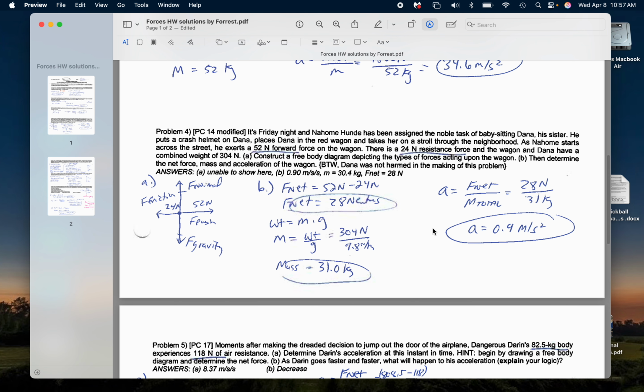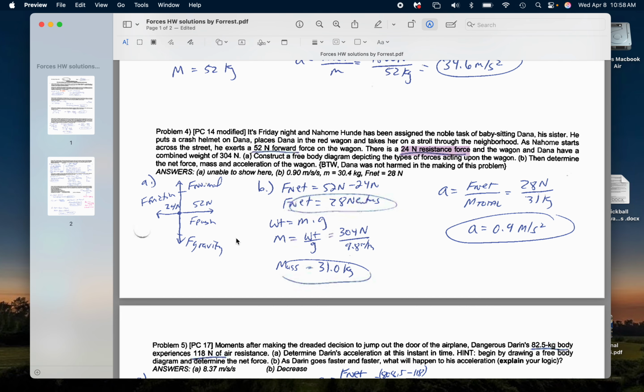Problem 4 has a couple of steps to it. So I had Nahum in class last year, so I kept his name. I think he's a senior. Yep, he's still in school, so he's a senior this year. So he's essentially pulling on his younger sister in a wagon. So overall, he pulls with a 52 newton force in the wagon. There's 24 newtons of resistance, so that's friction. And the wagon and the sister both have a combined weight of 304 newtons.